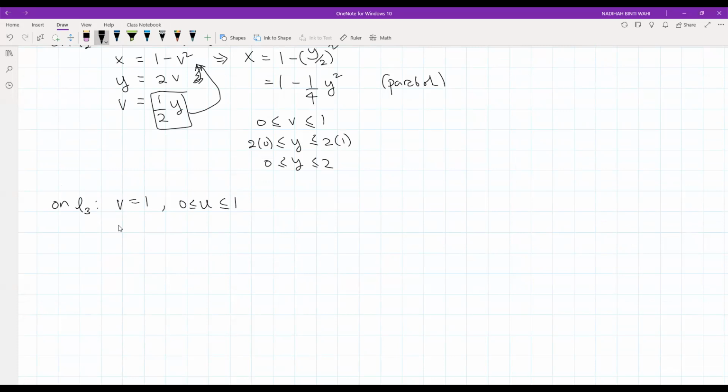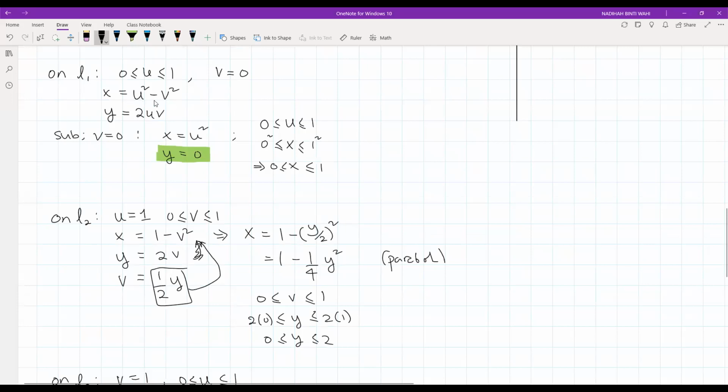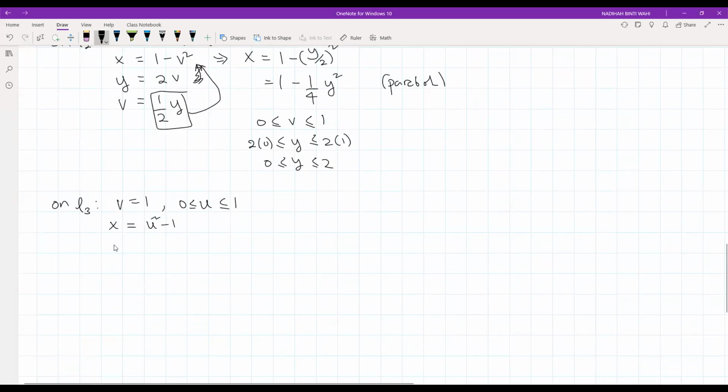Okay, what happened to X? So X is U squared minus 1, because we have U squared minus V squared, and V squared is 1. And then I have Y equals to 2U, and therefore U equals to 1/2 of Y. So you substitute 1/2 Y for U, and then you can get X equals to Y squared over 4 minus 1. Okay, so this is also a parabola.